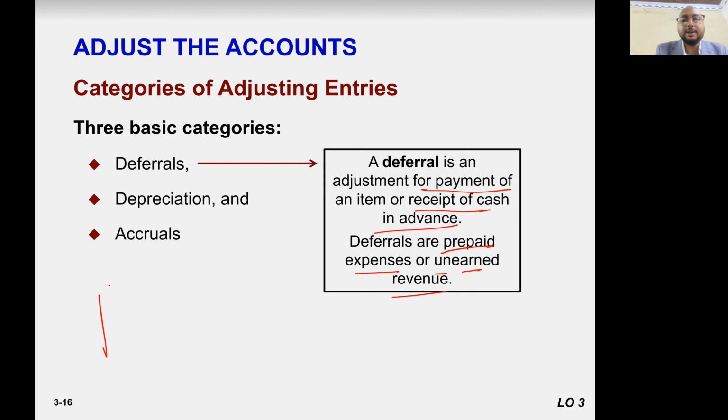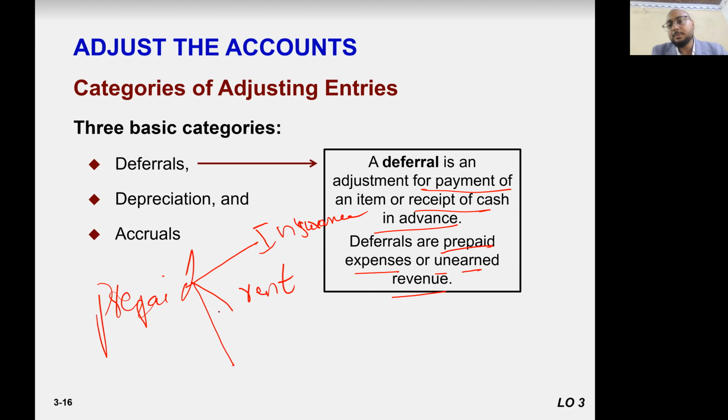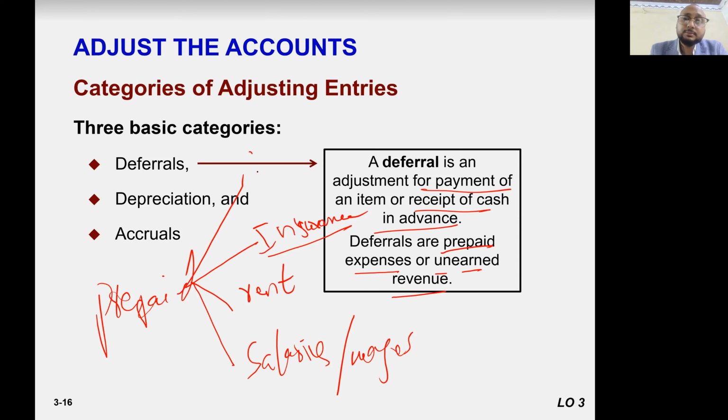Prepaid insurance. The categories are prepaid insurance, rent, prepaid salaries or wages as well. There are other categories of prepaid as well, right? So what is insurance? Subscription as well.